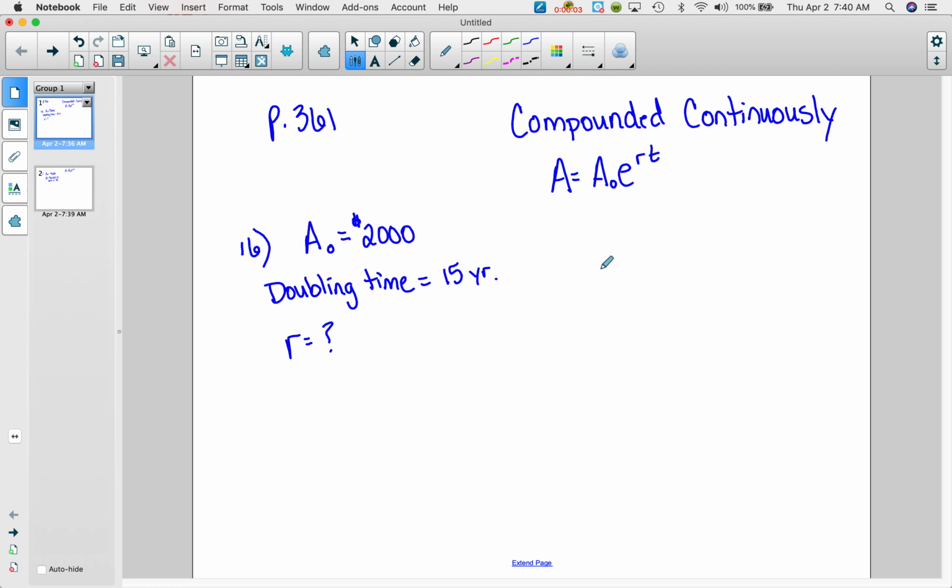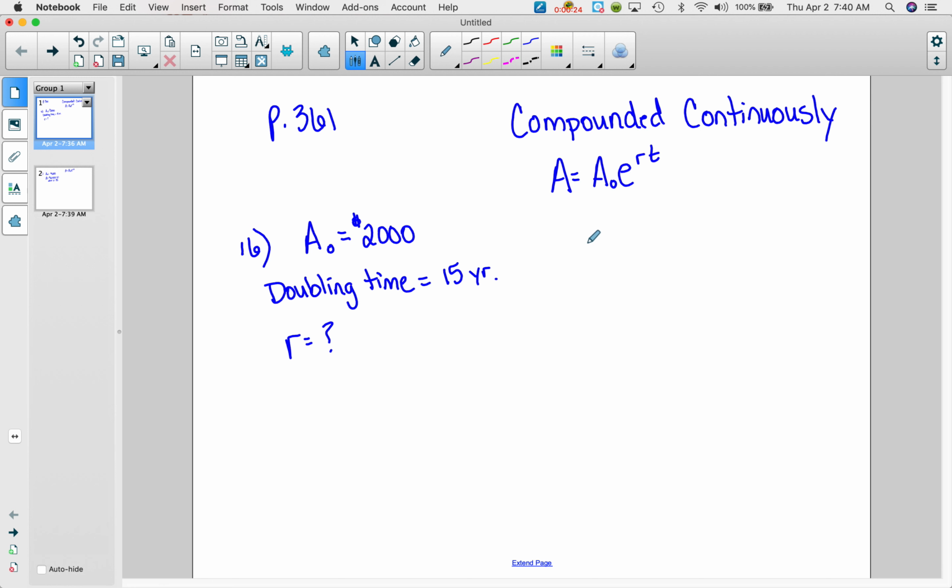Okay, so I was asked to do either 15 or 17. What I decided to do was 16 and 18 instead, because all of them use this compounded continuously formula. On number 16, they tell you that the initial deposit is $2,000, so that's our A naught. They tell you the doubling time is 15 years, and we need to find R.